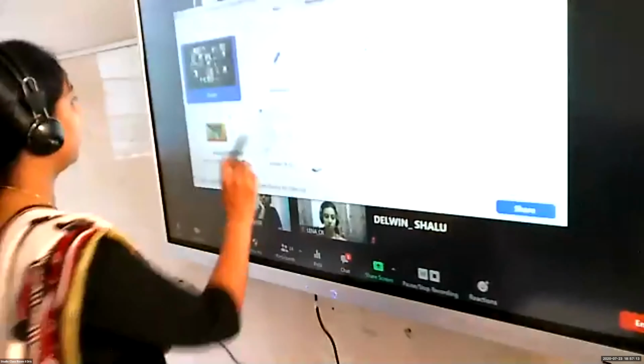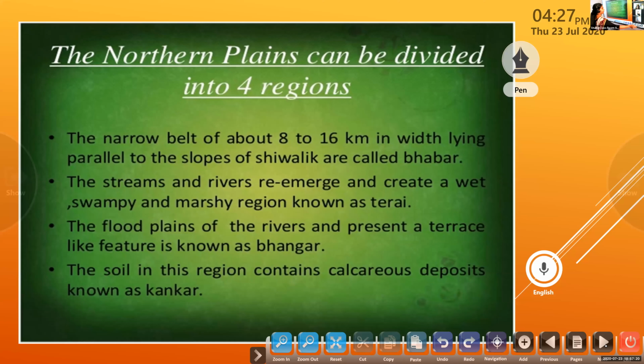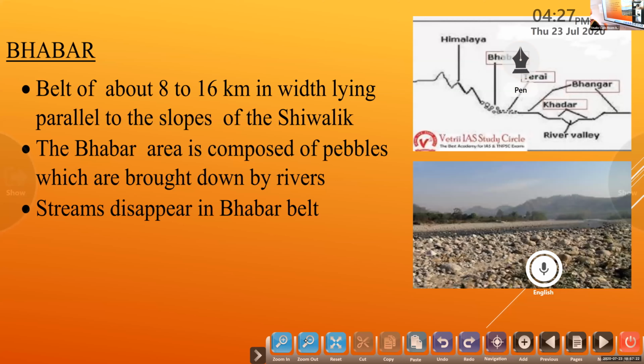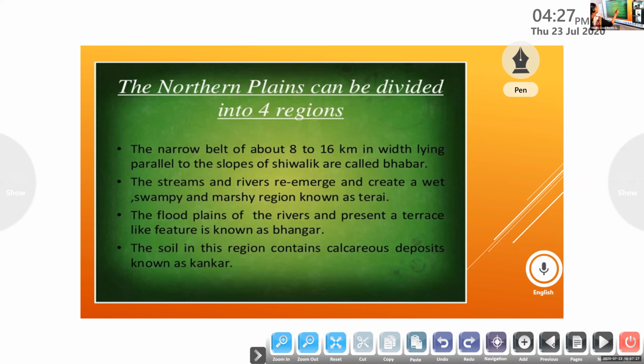Let us see what's the next classification based on type of land. I'll share a screen. Next classification. First one, northern plains classified into 4 regions: Bhabar, Tarai, Bangar and Khadar. These are the 4 classifications of northern plains based on relief features.